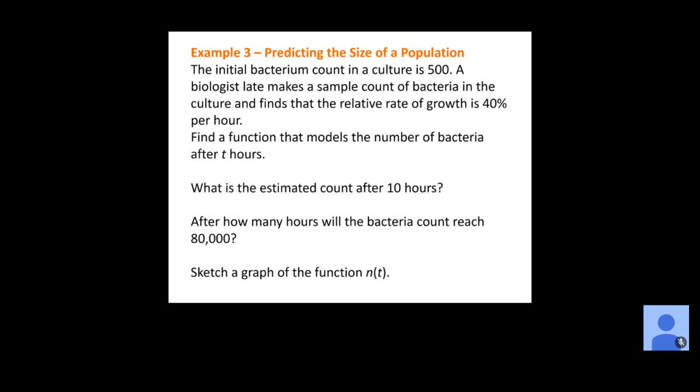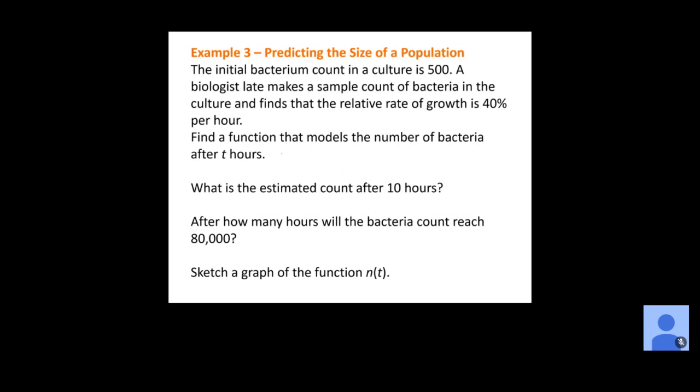All right, the initial bacterium count in a culture is 500. A biologist later makes a sample count of bacteria in the culture and finds that the relative rate of growth is 40% per hour. We want to find a function that models the number of bacteria after t hours. So this time our t is measured in hours, and we want to figure out what this formula is going to look like.